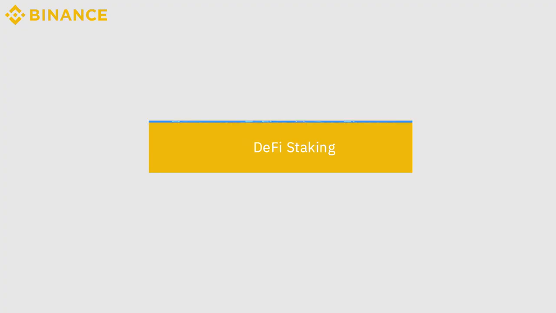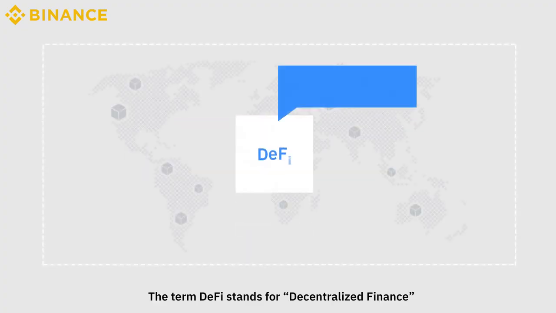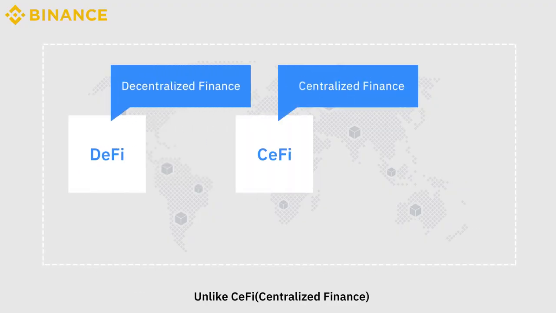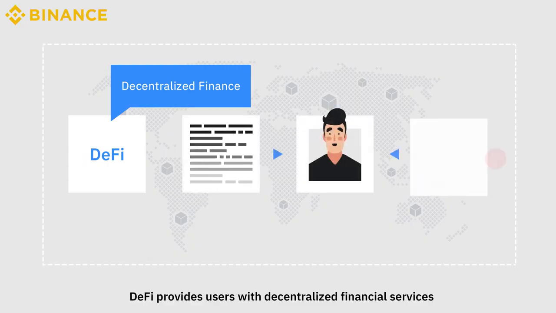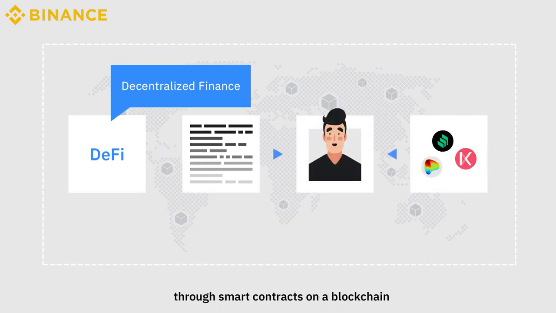DeFi staking. How to use DeFi staking on Binance. The term DeFi stands for decentralized finance. Unlike CeFi, centralized finance, DeFi provides users with decentralized financial services through smart contracts on a blockchain.